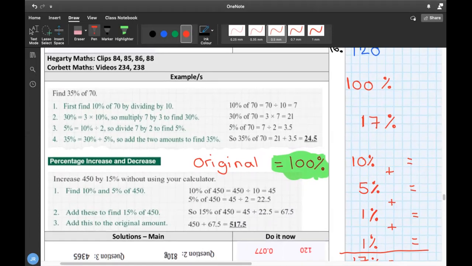And if you'd like further challenge or a bit more of an extension, then have a look at the Core Bit Maths videos. It'll be activity 234 and 238. Each one of those will have a video, a textbook exercise, and some practice questions to have a go at. If you want to extend yourself further, have a look through those, and I'll see you in the next lesson.